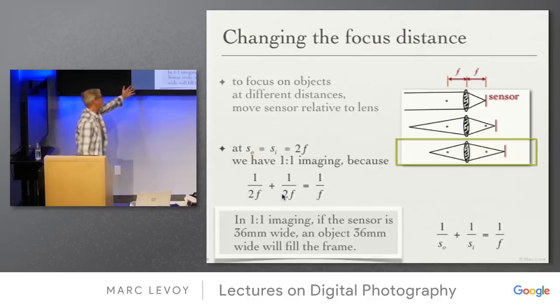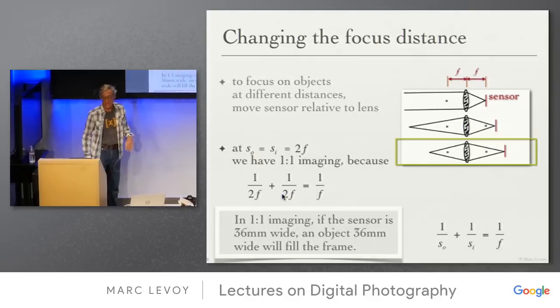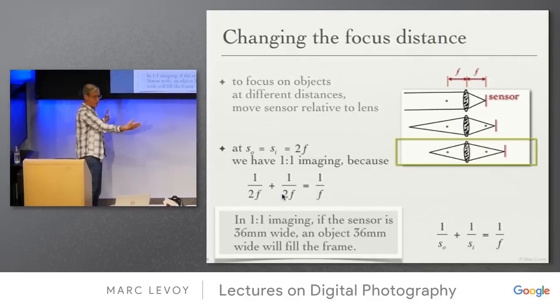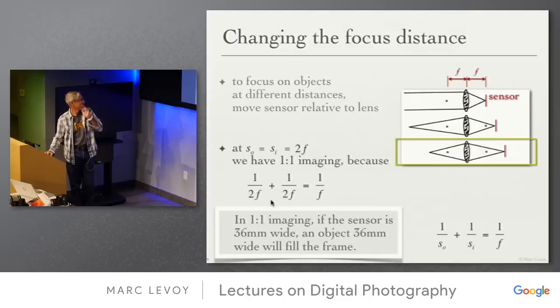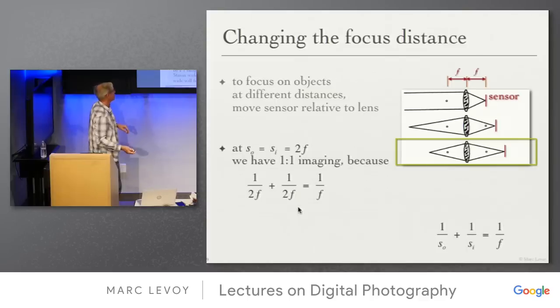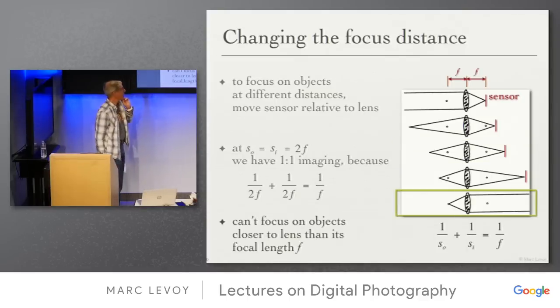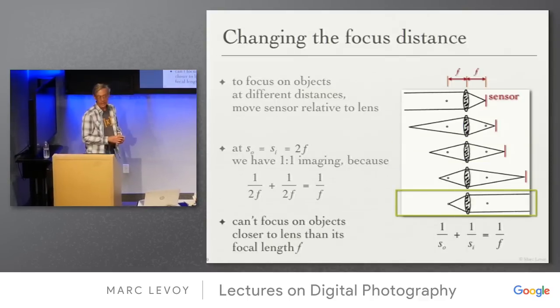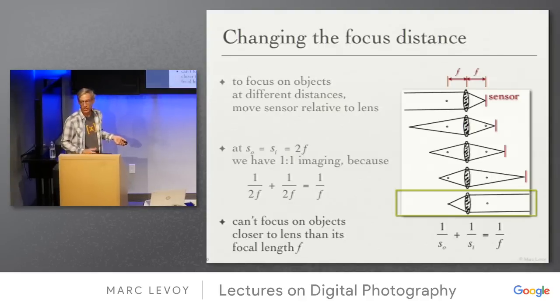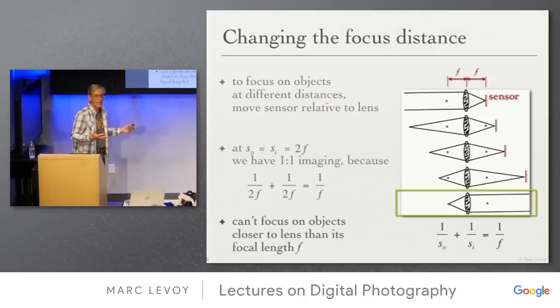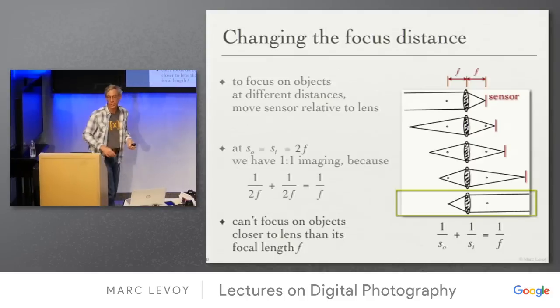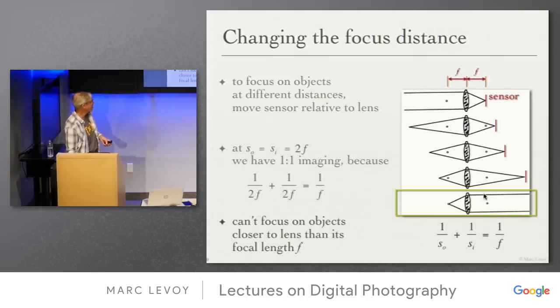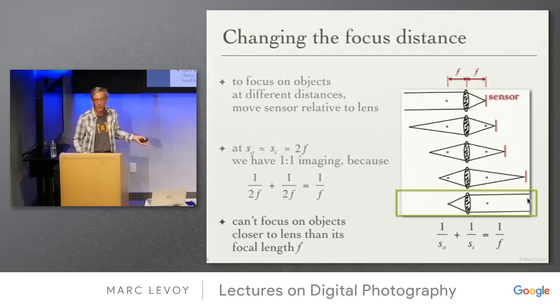Okay, that's called one-to-one imaging, meaning that if a sensor is here and an object is here, an object will be reproduced at the same size because the field of view is the same on both sides. So that's a macro lens. We'll talk more about macro lenses. Okay, and one more case worth talking about is that you can't focus on objects that are closer than the focal length. You might not even be able to get that close, but you definitely can't get any closer than that, because these rays here would otherwise just not converge. There'd be no focus.